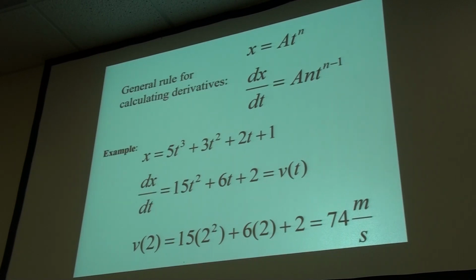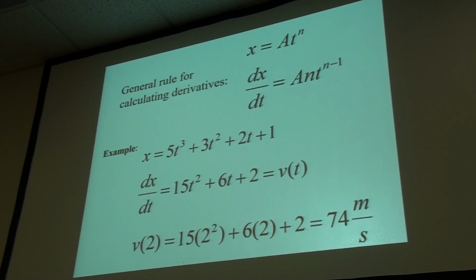So in this example, x is a little more complicated function than the one we were just looking at: 5t cubed plus 3t squared plus 2t plus 1. And so if we were to write dx dt, we would take the power of t in that first term. That'd be 3 times 5 is 15 times t squared, plus 2 times 3 is 6 times t to the 1 power. And then the 2t term is 2 times t to the 1 power, so that's 1 times 2 times t to the 0. And then the constant term is just 0. So that gives us an expression for the velocity as a function of time.